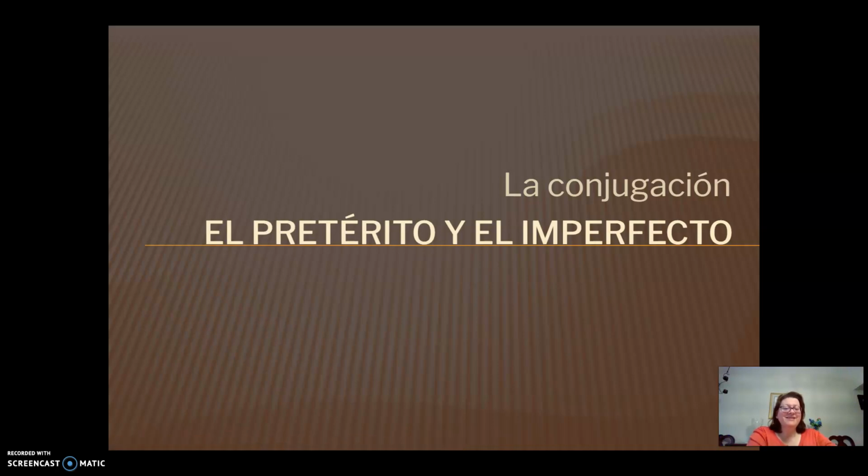Buenos días, clase. Today we're going to be having a lesson on the differences between the preterite and the imperfect. I know that you have learned both of those tenses already. I also know that we've talked a little bit in the last couple of weeks about some trigger phrases that would trigger the use of both the preterite and imperfect.